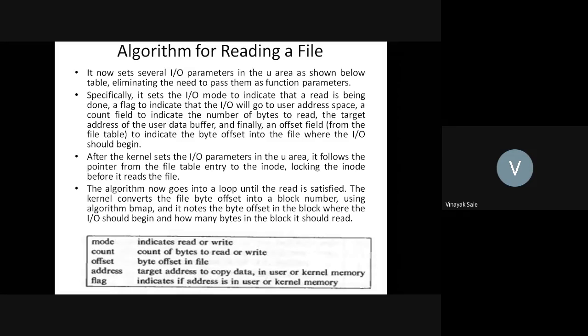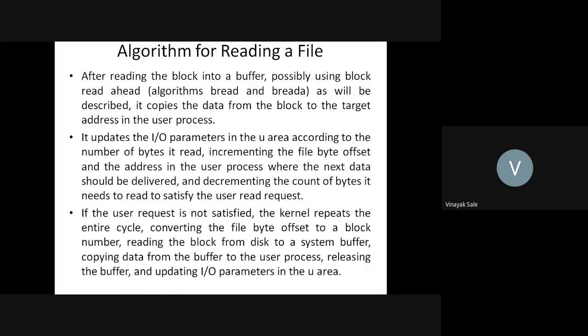The algorithm now goes into the loop until the read is satisfied. The kernel converts the file byte offset into the block number using algorithm BMAP, and it notes the byte offset in the block where the input output should begin and how many bytes in the block it should read. After reading the block into the buffer, possibly with the read ahead algorithm, that is the bread or breada algorithm we have seen in the previous chapter, it copies the contents from the block to the target address of the user process.